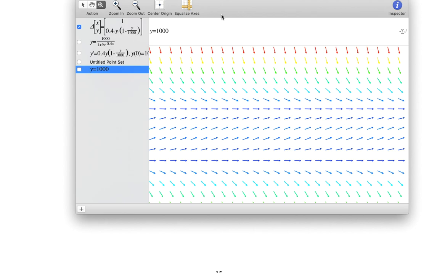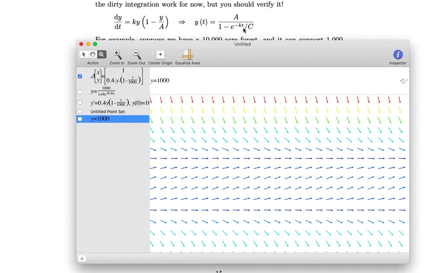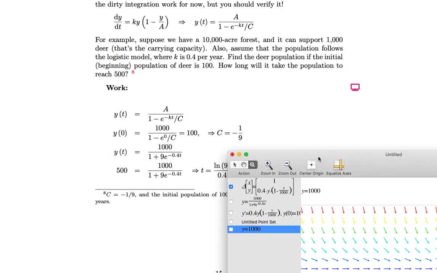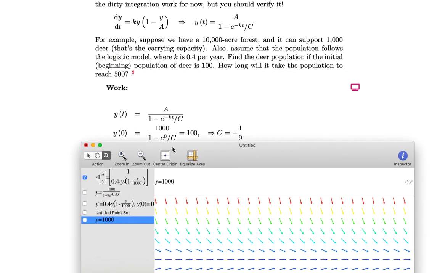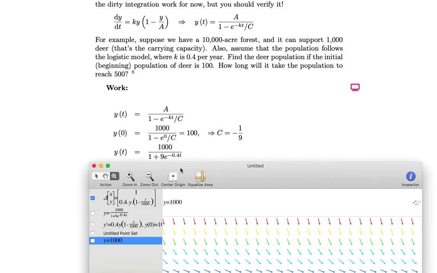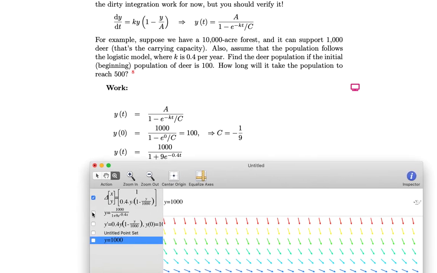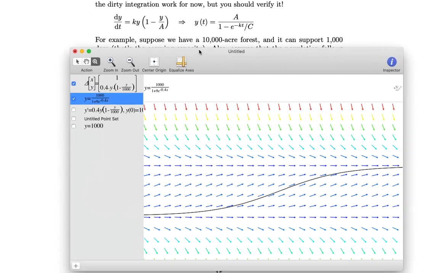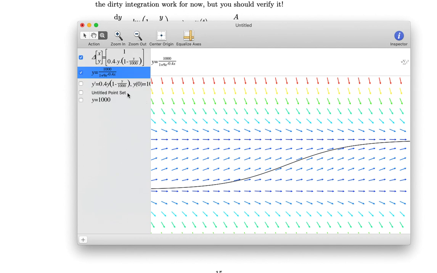Okay, the next thing I want to talk about is the solution that I found. And let's go back to the work over here. We did this at the whiteboard. The solution I found was this over here, so I want to graph that in. The solution we found, again through the work, was 1,000 over 1 plus 9e to the minus 0.4t. And I get this curve over here. All right, I'm going to turn that off now.